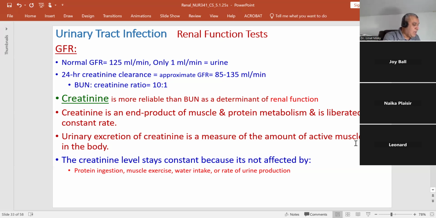So the creatinine, the normal range of creatinine is 0.6 up to 1.2, or 0.7 up to 1.4.